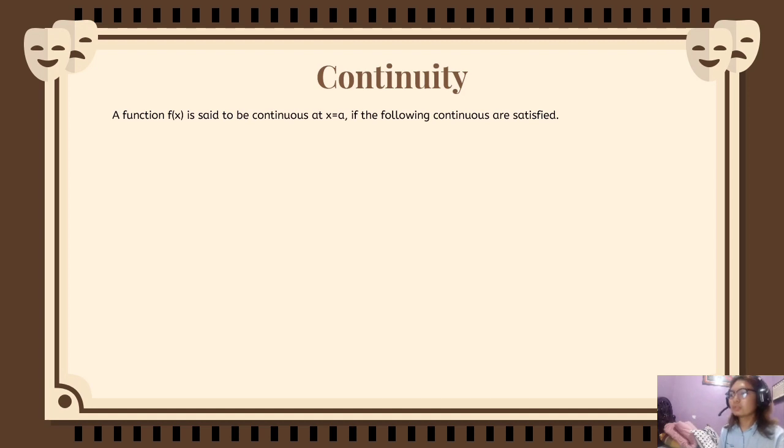Last one, continuity. A function f of x is said to be continuous at x equal to a if the following conditions are satisfied. Step 1: f of a exists. Step 2: the limit of f of x as x approaches a exists. Step 3: f of a is equal to the limit of f of x as x approaches a. That is how we determine whether a function is continuous. Okay.